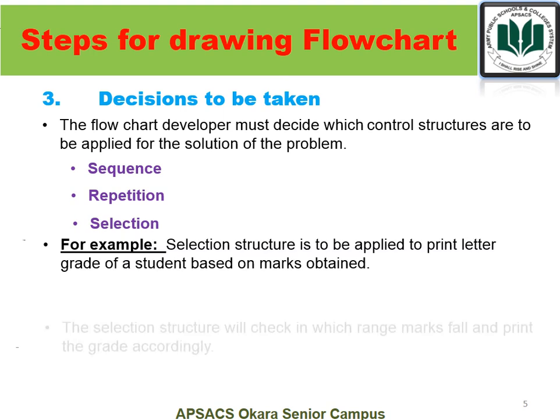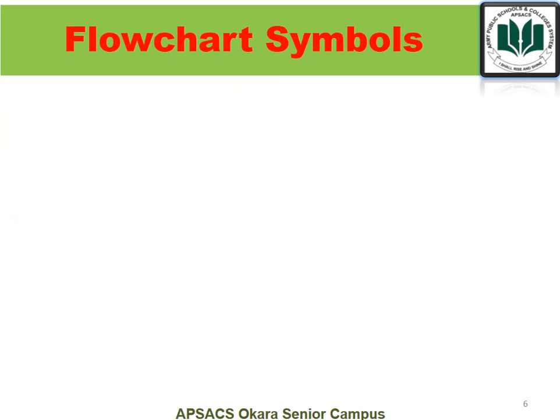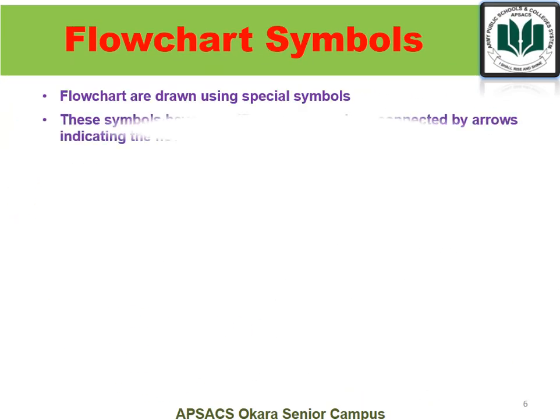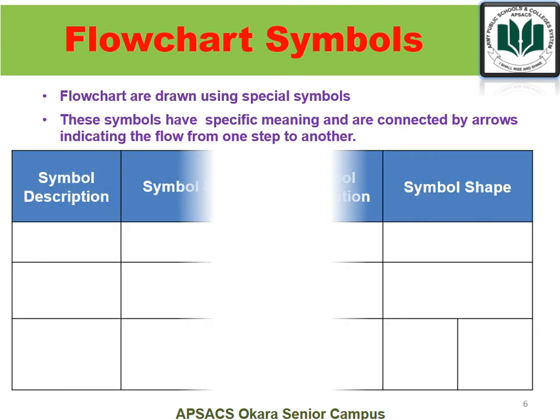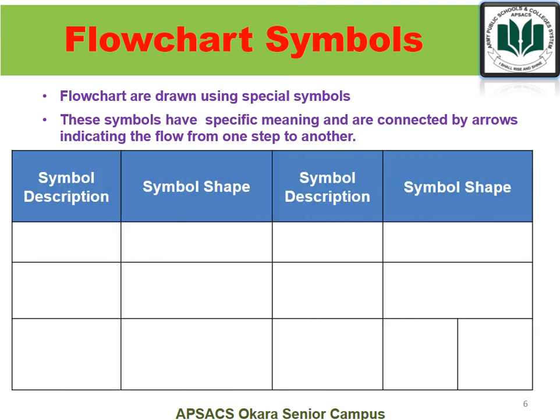So next is flowchart symbols. Flowcharts are drawn using special symbols. These symbols have specific meanings and are connected by arrows. All symbols are connected by arrows, indicating the flow from one step to another. Basically, arrows indicate the flow of a flowchart from one step to another, that is, in which direction the flowchart is going.